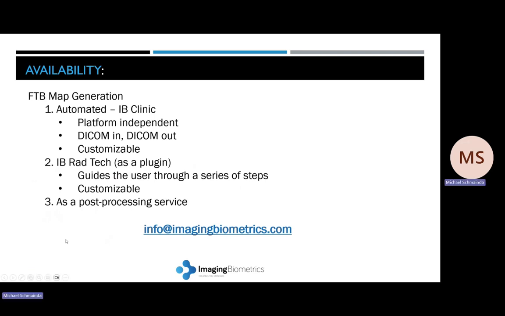So, 3 ways to get FTB maps at your institution. One is the automated way. This is the platform-independent DICOM in, DICOM out pipeline. IB RadTech is a plugin to the ACAN Osirix platform. It's a semi-automated processing application that guides the user through a series of steps that are defined clearly for the user. Both of the first 2 are customizable per your needs. And then finally, if you don't have the resources at your site or don't have the time, we provide FTB processing as a service, and we'll be happy to discuss that with you as well. So please contact us if any of those are of interest to you.